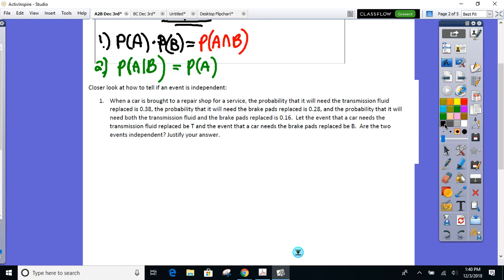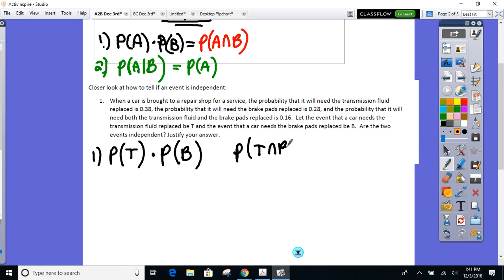Transmission fluid and brake pads. All right, so if transmission fluid and brake pads are independent of each other, we're going to use this definition up here. The probability of one of them, let's say transmission fluid, T, times the probability of the other one, brake pads, should be equal to both of them happening together. Now you'll notice I'm not putting anything in between because I don't know what the relationship is yet until I do some calculations. If these two sides are equal to each other, they are independent. If they're not, they're dependent.